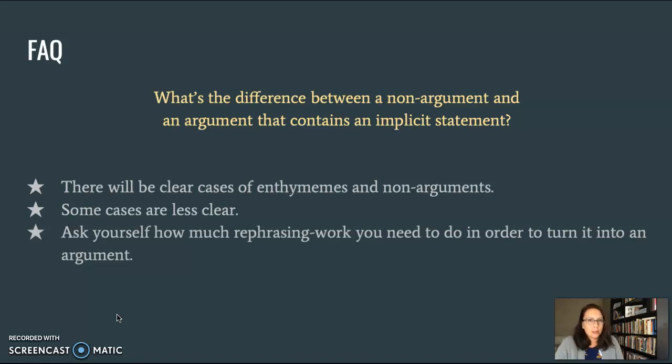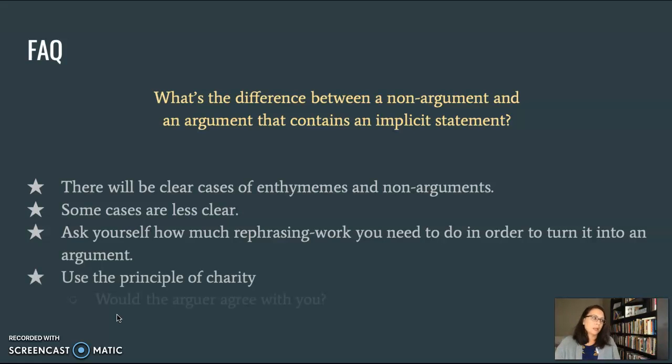Ask yourself how much rephrasing work you would need to do in order to turn it into an argument. So if you're looking at something that you're not sure, is this a non-argument or is it an enthymeme, you might ask yourself something like this: well, how much work would I have to do in order to make that into a standard form argument? Okay, how much? Remember in class in the slides I had highlighted in red every implicit statement. And so if you need to add so much that most of your argument is red in that sense, then that's probably a sign that you're not dealing with an argument to begin with. Okay, if you could just add one or maybe two statements in there, and the rest of it looks like the original material that you saw, then that's probably a good sign that it was an enthymeme.